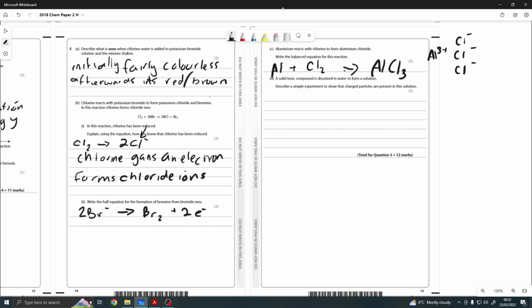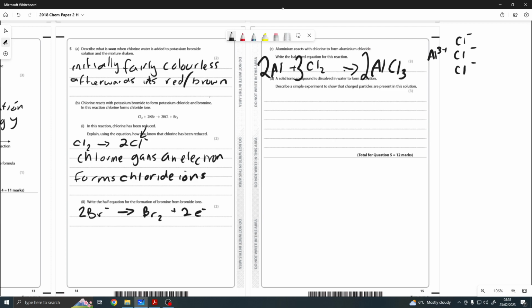Now, knowing that, we've now got to sort out these number of chlorines. We've got 2 and 3. The easiest thing to do is make them both 6 by having 2 of those, 3 of those. We've now got 6 chlorines and 6 chlorines. Now we've got 2 aluminiums. It's just bang a 2 in front of there. Job done. And what I've now done is scribbled all over the next question.